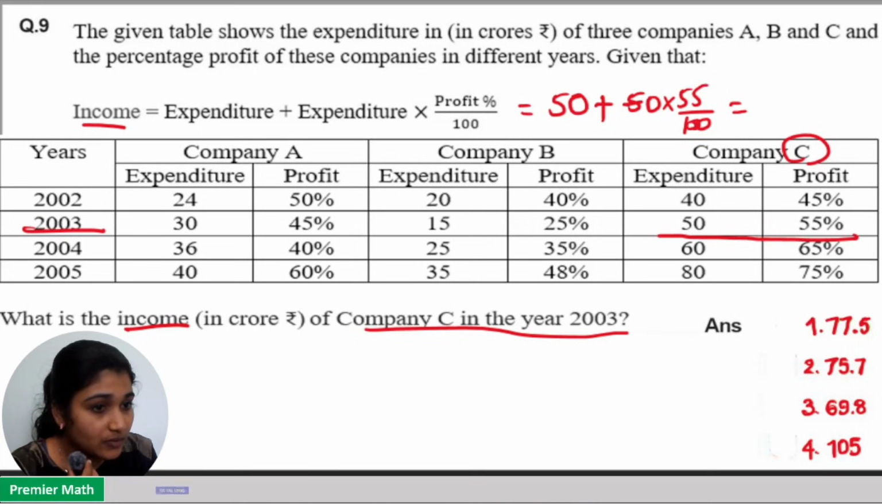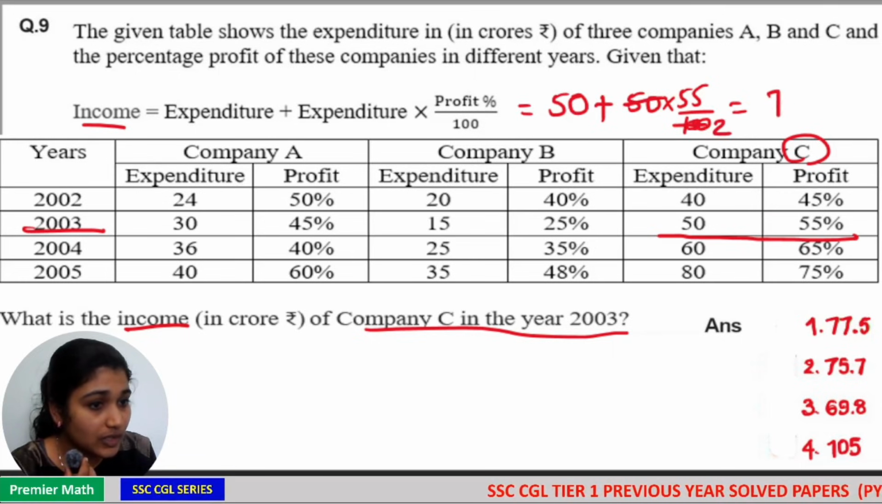So if you calculate this, 50 goes 2 times in 100. 55 by 2 is 27.5. 27.5 plus 50 is equal to 77.5. Option 1 is your answer.